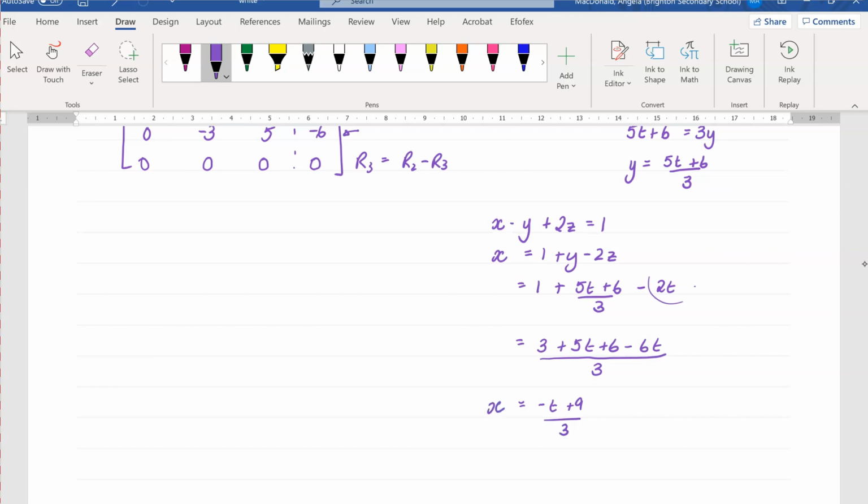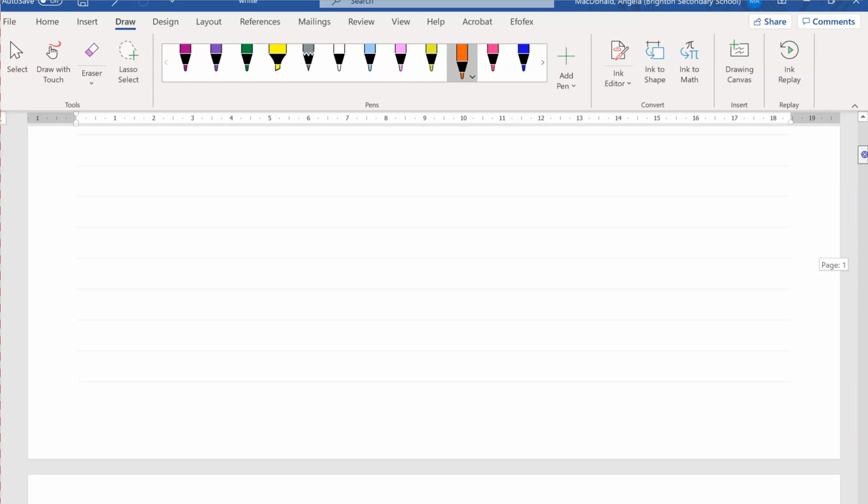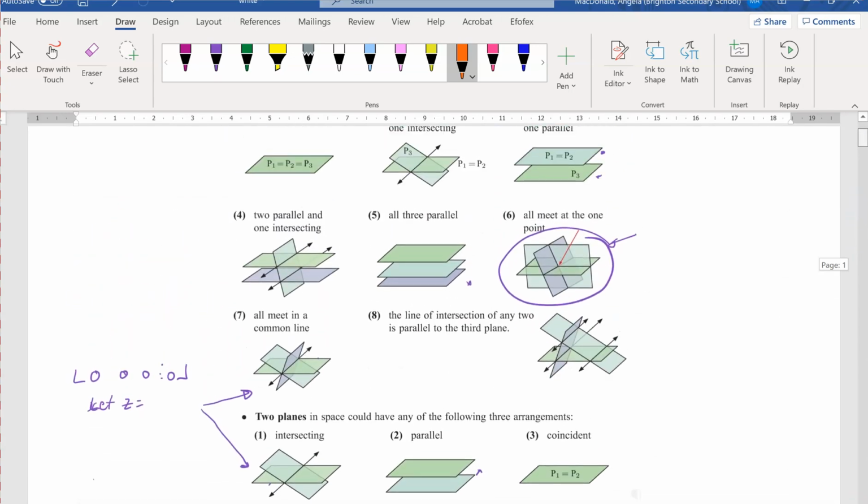So my solutions now, my infinitely many solutions, which happens to form the equation of a line, okay, is we've got z equals t, y equals, and then x equals this, and you should write them all out nice and neatly there, and that's your equation of a line. So we're looking at which situation here? We're looking at this one here.